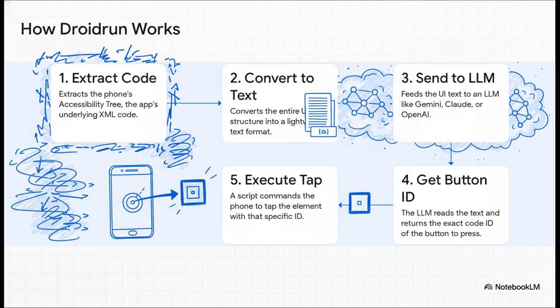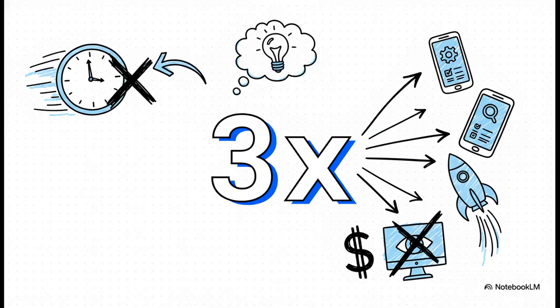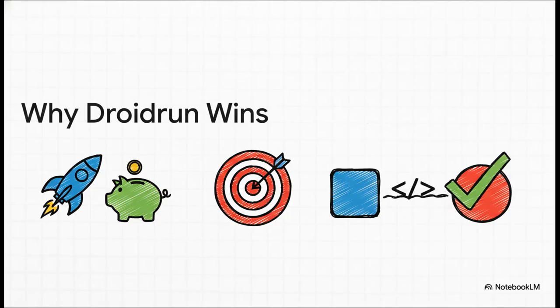No guesswork involved. And what was the result of this huge shift in strategy? Well, by skipping that whole slow, expensive process of analyzing images, this text-based method turned out to be roughly 3 times faster than vision-based agents like App Agent. 3 times! That's a game changer. I mean, the advantages are just crystal clear. It's faster, it's way cheaper because text is just so much smaller than an image, and it's far more reliable.